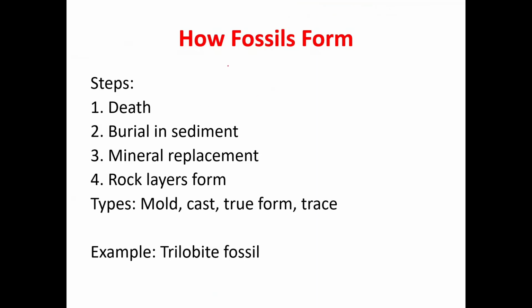So let's read how fossils form. Step one: death, burial in sediment, mineral replacement, rock layer formed. Type: it may be in the form of mold, cast, true form, trace. One example of a fossil is the trilobite fossil, it's a name.